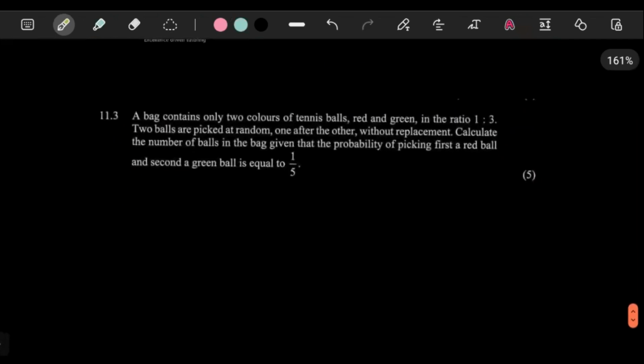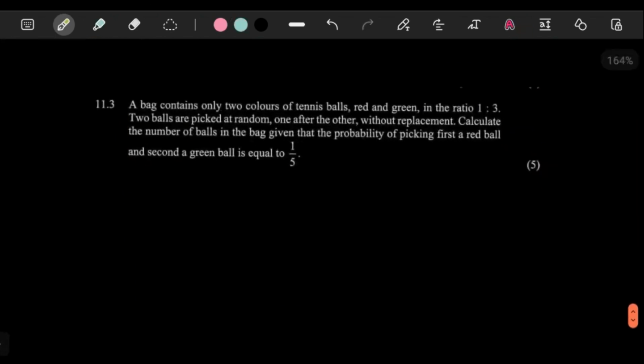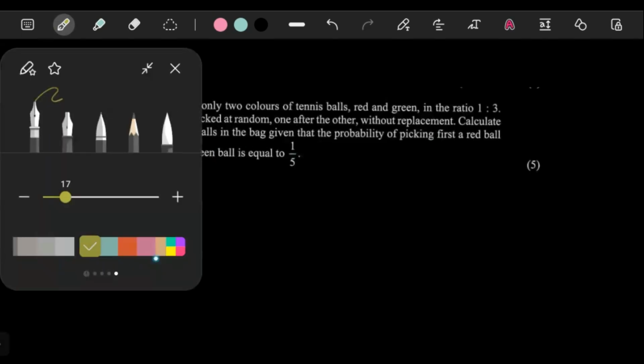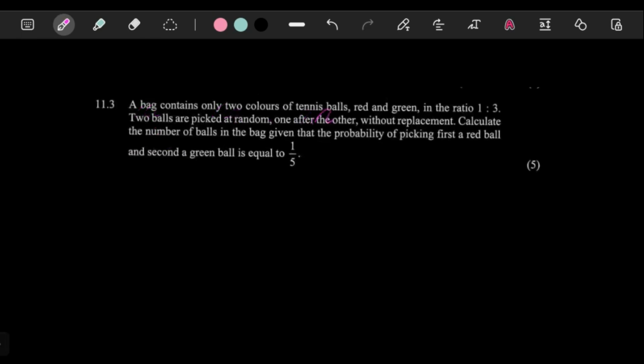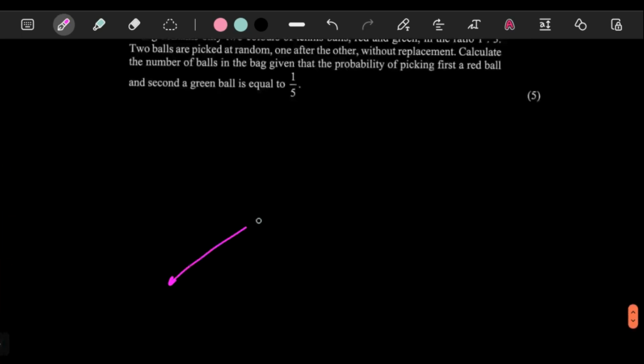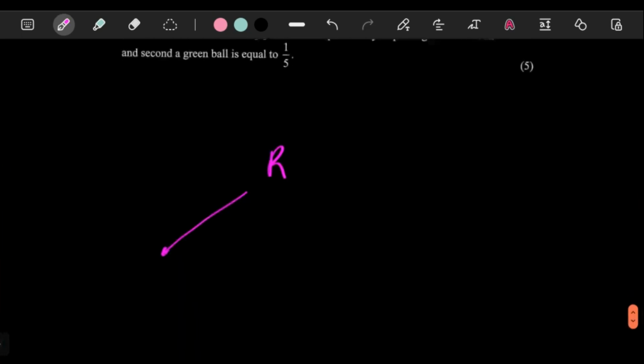The next one says, a bag contains only 2 colors of tennis balls, red and green, in the ratio 1 to 3. 2 balls are picked at random, one after the other without replacement. Calculate the number of balls in the bag, given that the probability of picking first a red ball and second a green ball is 1 over 5. So these kinds of questions, don't just read them once and you're done. It says a bag contains colors of tennis balls. So 2 colors. They said we have red and they said we have green.